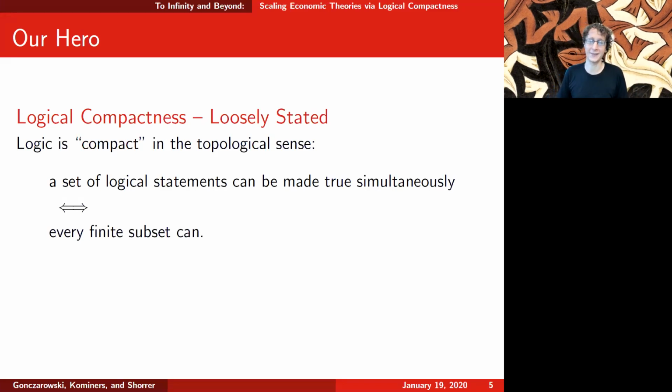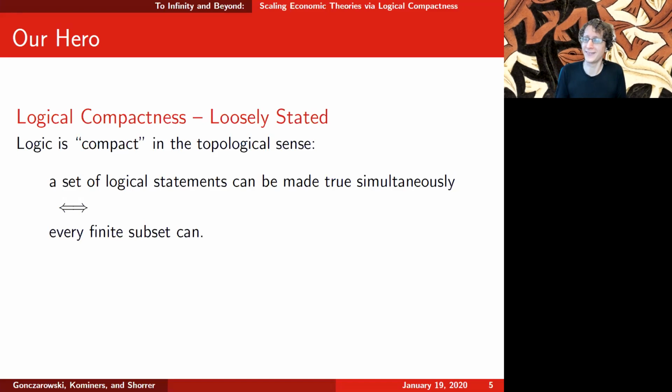More precisely, and again, I'll do this with notation in a moment, what it says is that a set of logical statements can be made true simultaneously if and only if every finite subset can. And so this naturally looks like a compactness statement, right? It's a relationship between a potentially infinite set and finite subsets.